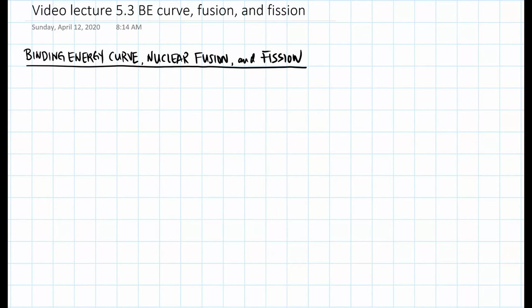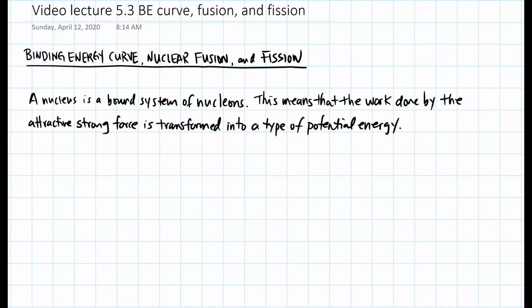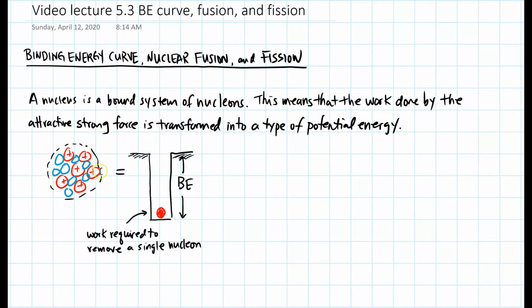Binding energy curve, nuclear fusion, and nuclear fission. A nucleus is a bound system of nucleons. This means that the work done by the attractive strong force is transformed into a type of potential energy. Imagine I have a nucleus that has protons and neutrons.